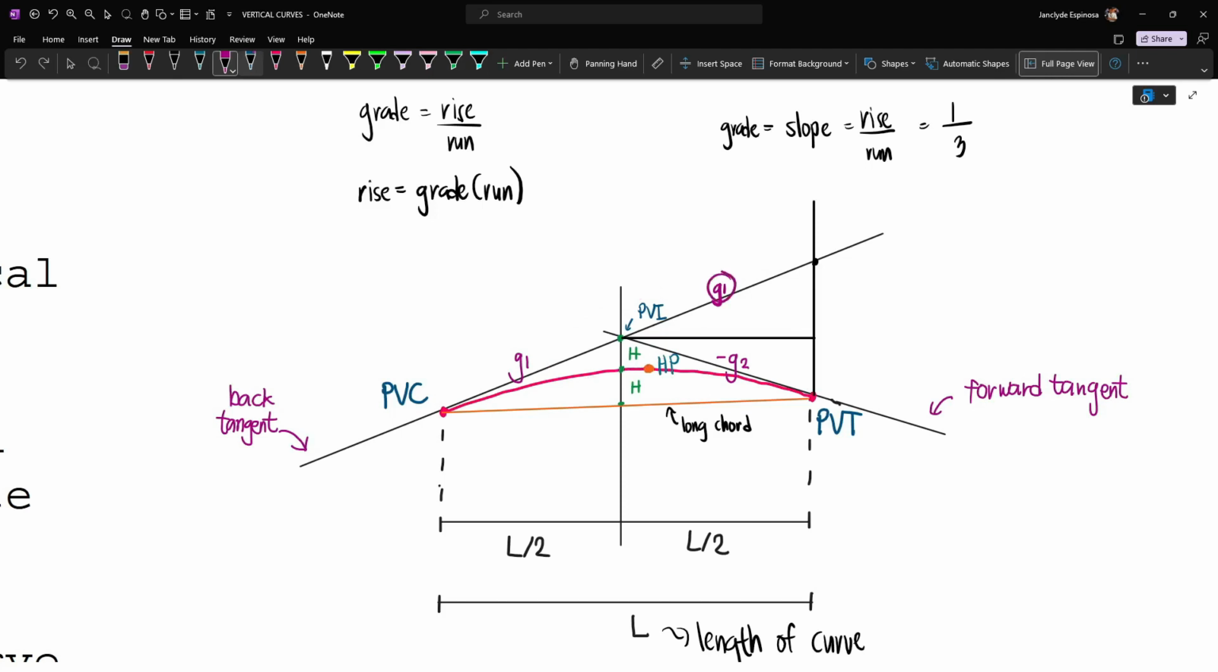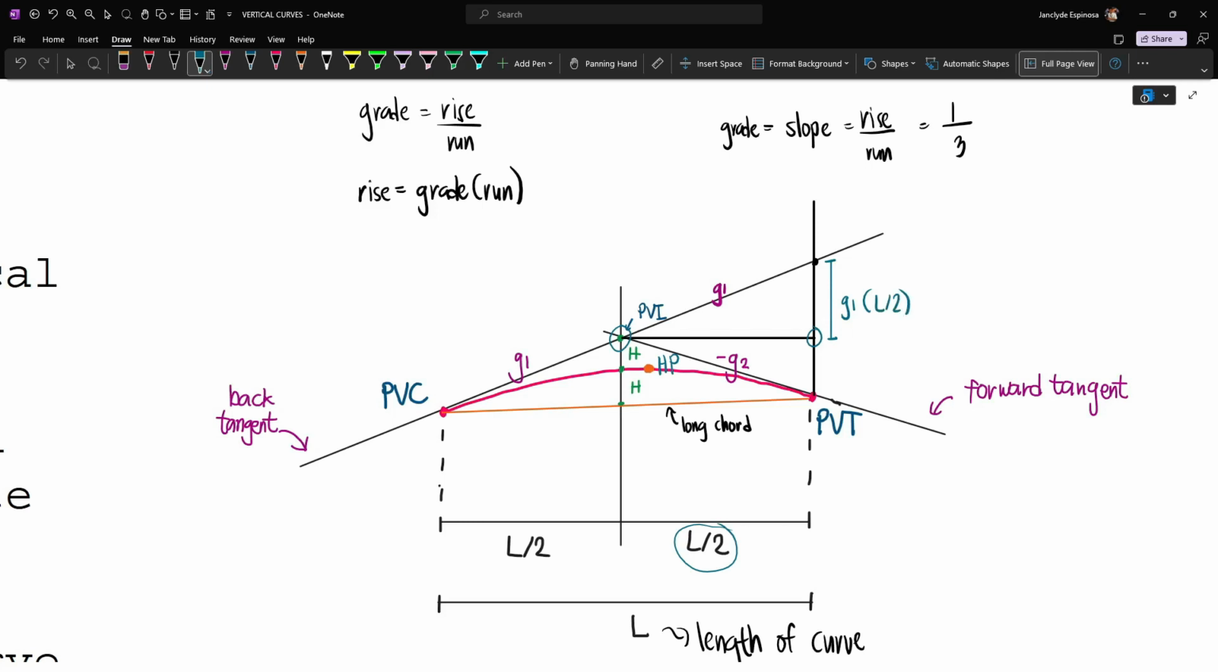And so if this is G1, then the rise, which is this value, must be grade multiplied by the run. And so the grade is G1 multiplied by the horizontal distance, which is our run. So let's look at the distance from this line up to this line. Notice that it's just equal to L over 2. And so this is multiplied by L over 2.